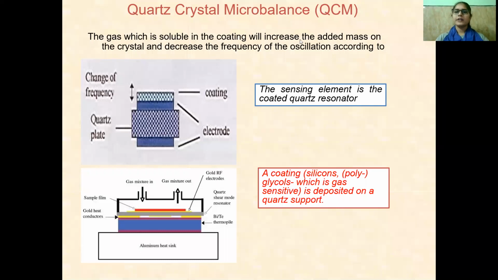Next, we have the quartz crystal microbalance, basically QCM. The gas which is soluble in the coating will increase the added mass on the crystal and decrease the frequency of the oscillation. The sensing element is the coated quartz resonator, and a coating of silicone polyglycol, which is gas sensitive, is deposited on the quartz support. There is a quartz plate, and this is all deposited on this plate.